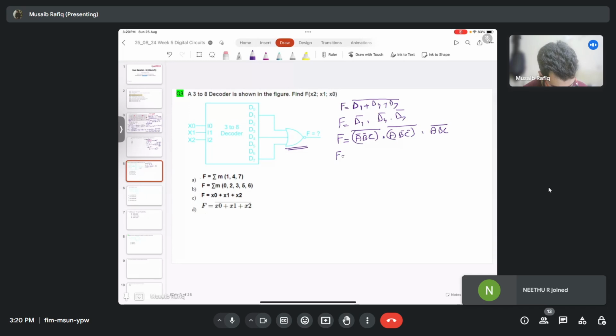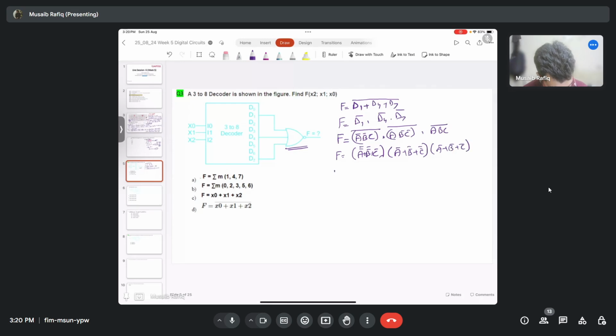And then using De Morgan's law, I can write a bar bar, b bar bar, c bar, and here it is plus. Then a bar plus b bar bar plus c bar bar, and it will be a bar plus b bar plus c bar, right? So f will be equal to (a plus b plus c bar)(a plus b)(a bar plus b plus c), and this will be equal to a bar plus b bar plus c bar. So this will be equal to a product of max terms.